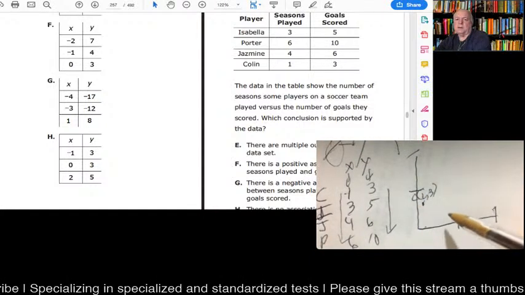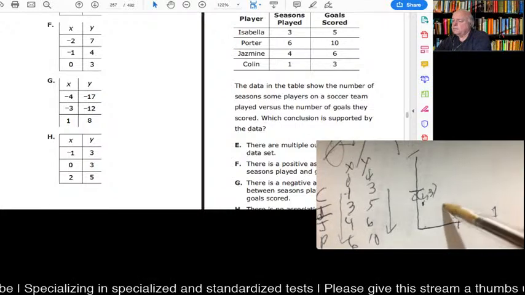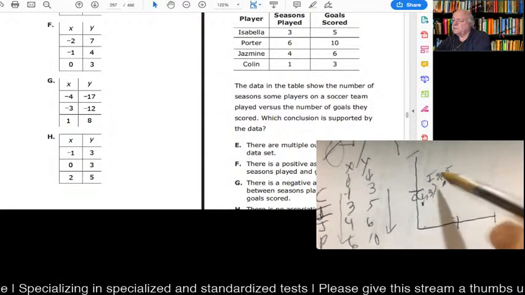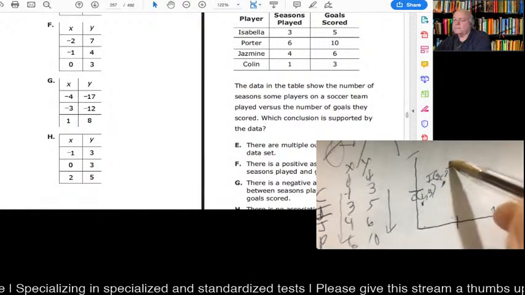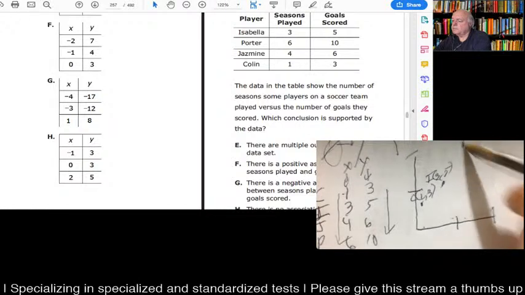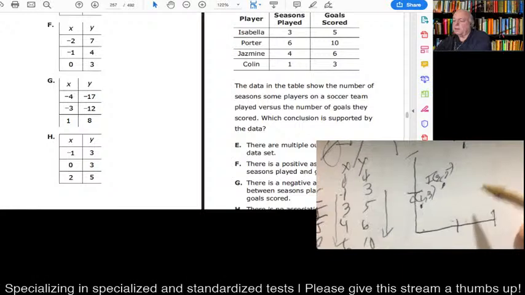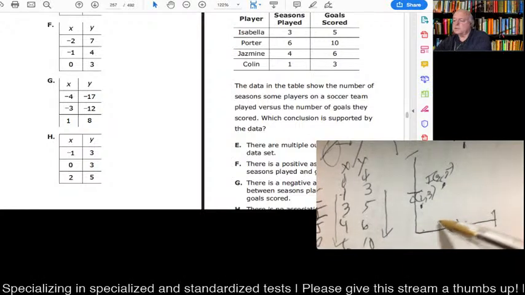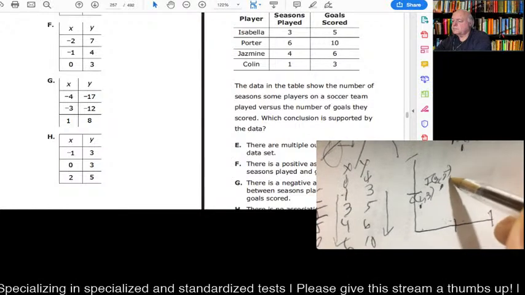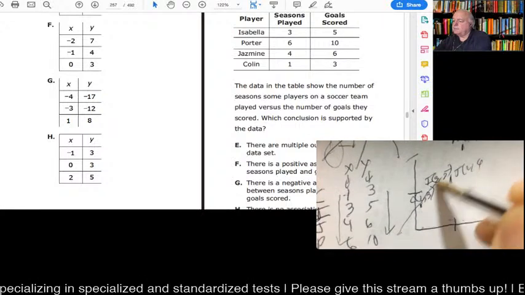Okay. Isabel is 3, 5, so about right there. That's Isabel. Porter is 6, 10. And what do we miss? Jasmine is 4, 6. There's kind of a line of best fit here.